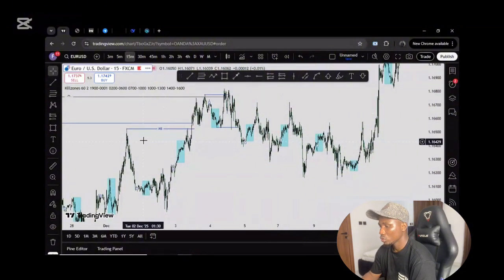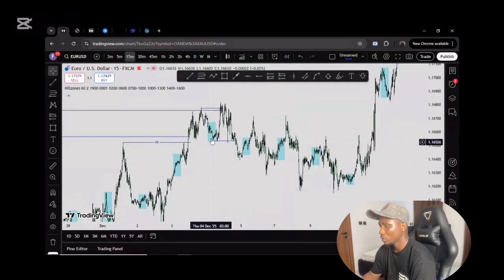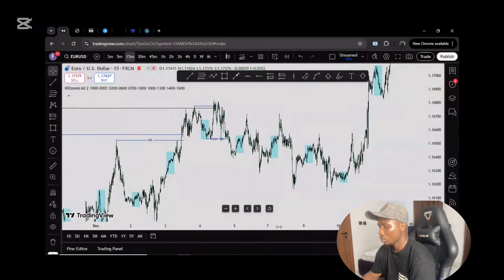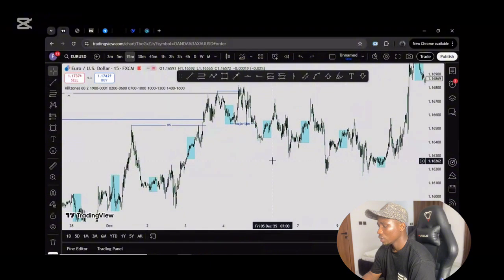So I saw this break of structure right here, and then it created this major inducement, and that major inducement failed, and that one now became a major inducement. This level right here now become a major inducement. So that was now a major inducement, and then the market creates, which was on Friday. I didn't take this trade on Friday. So the market tapped into take out this major inducement, which was right here.